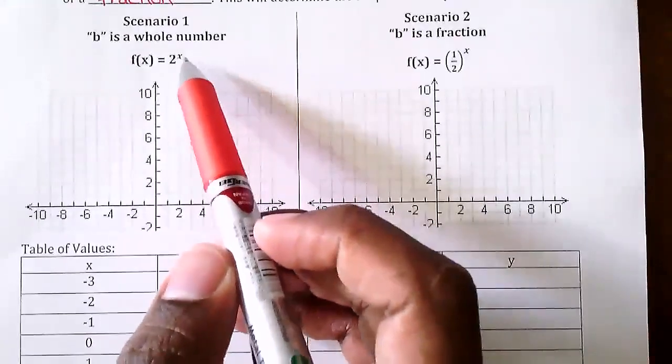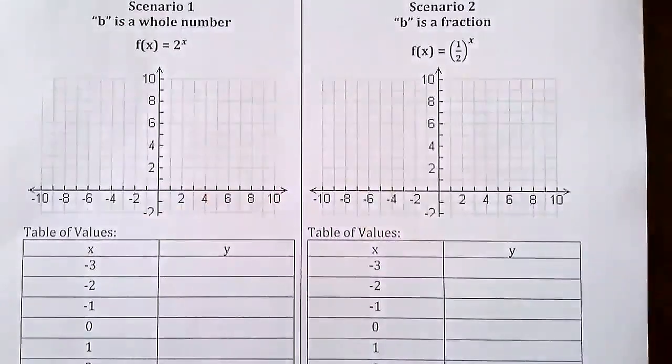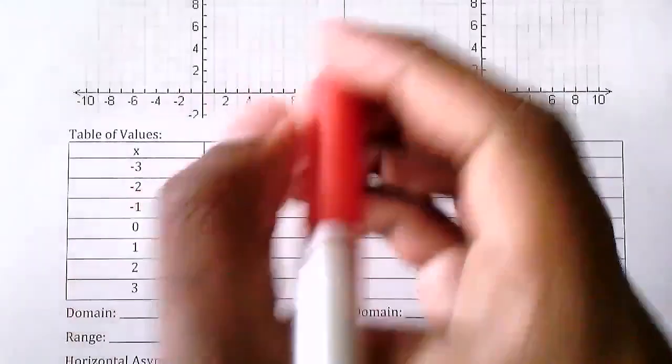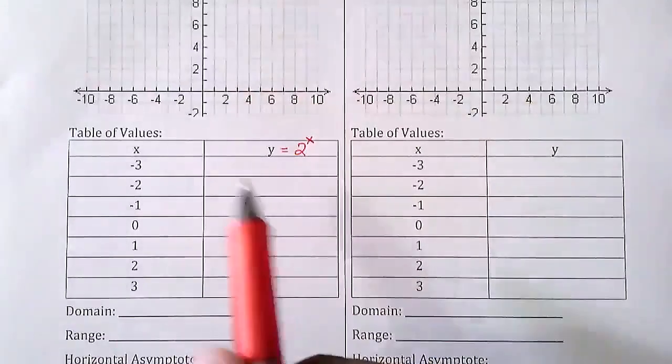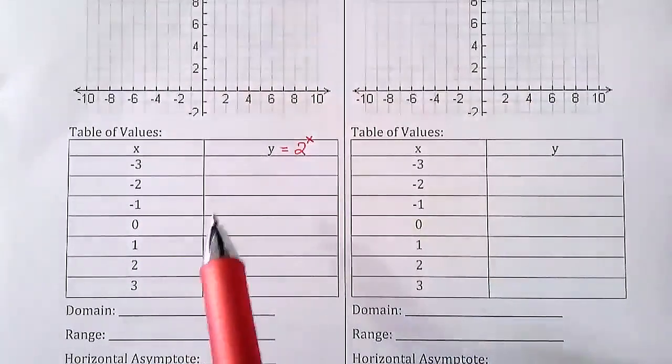So we're going to start with this first function, f of x is equal to 2 to the power of x. Again, this is a scenario where b, the base, is a whole number. So let's go to our table of values. We have x here and y. We know y is just equal to 2 to the power of x. So using the x values, we're going to plug in our x values and find our y values.